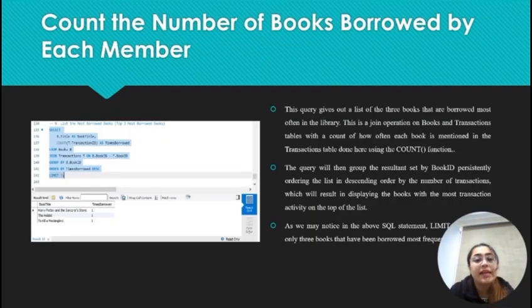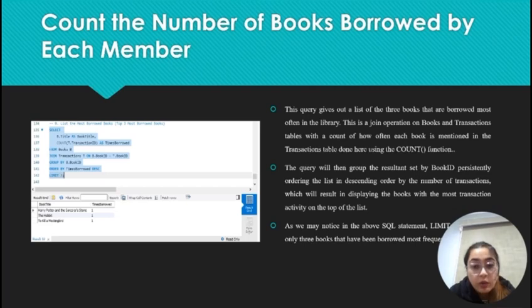This slide explains an SQL query to find the most borrowed books which have been borrowed by the persons from the library, listing the top three. The query joins the books and the transactions tables to count how many times each book has been borrowed.